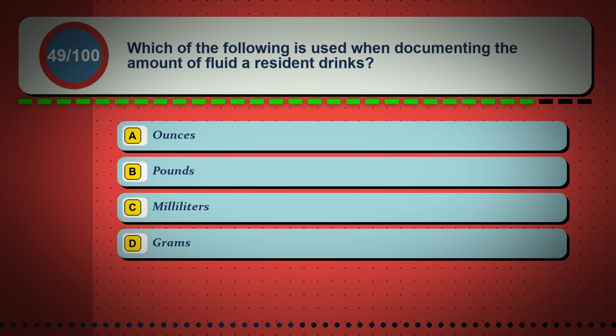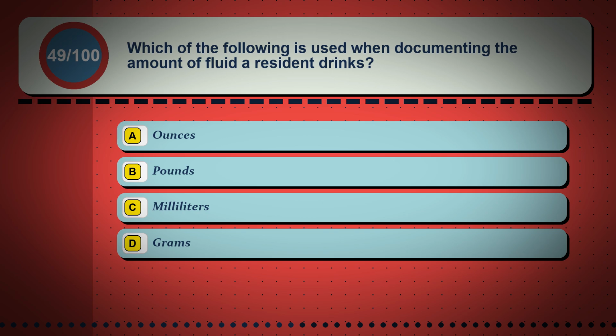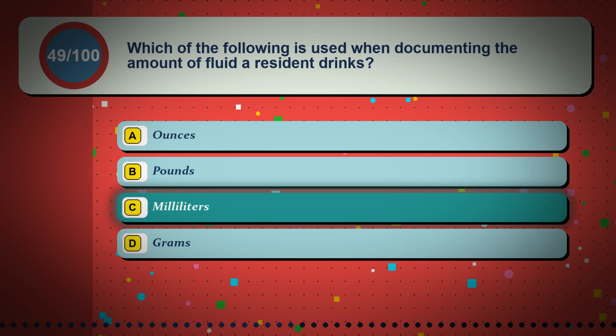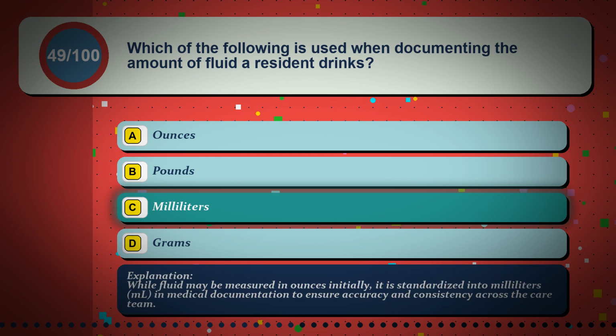Question 49. Which of the following is used when documenting the amount of fluid a resident drinks? Option A, ounces. Option B, pounds. Option C, milliliters. Option D, grams. The correct answer is option C, milliliters. While fluid may be measured in ounces initially, it is standardized into milliliters, ml, in medical documentation to ensure accuracy and consistency across the care team.